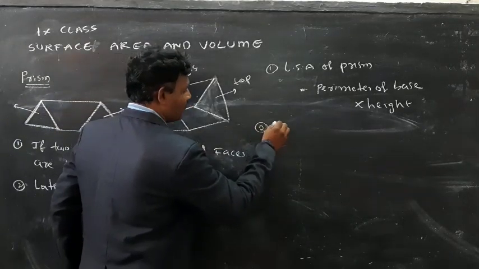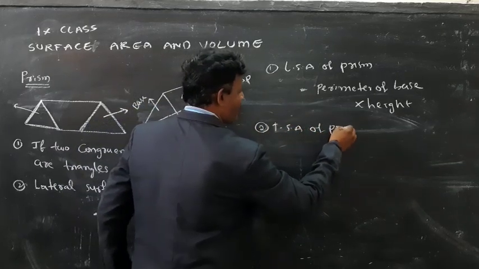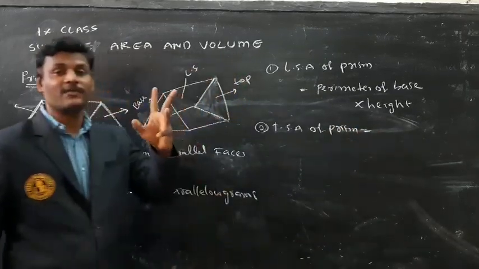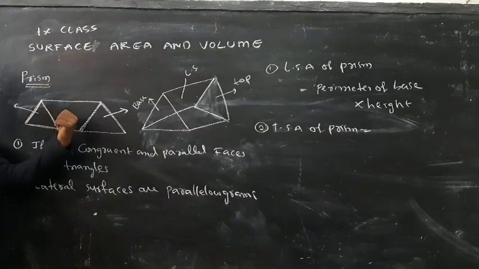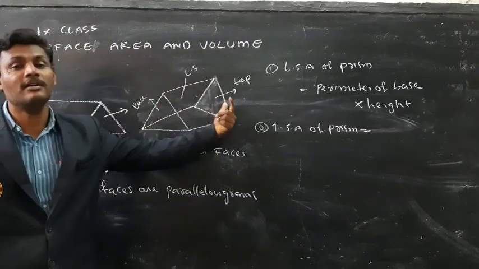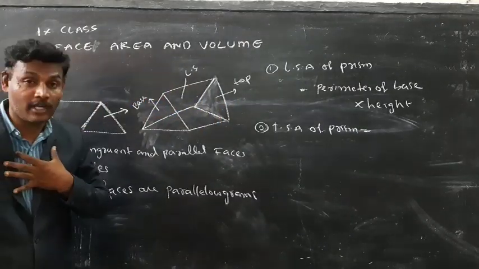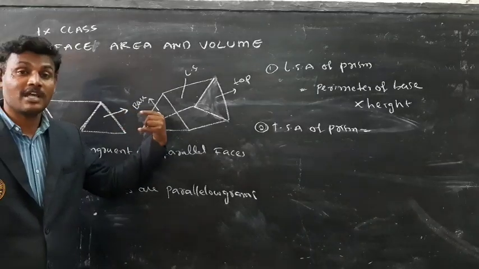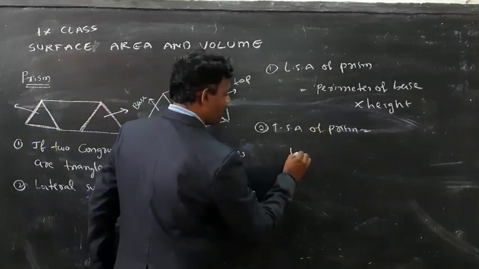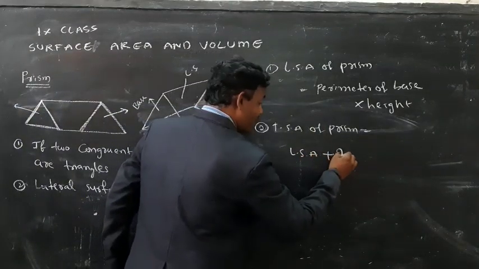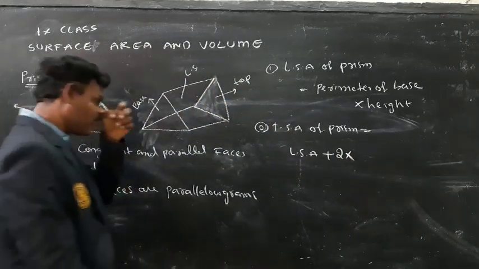Second one, total surface area of prism. To find the total surface area, I have to take the lateral surface area, including base and top areas. Total surface area is equal to lateral surface area plus 2 into area of the top and bottom surfaces.